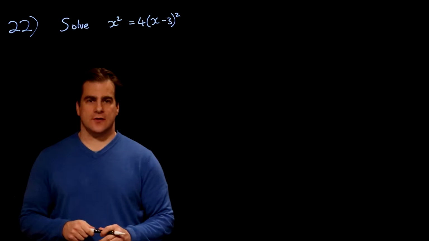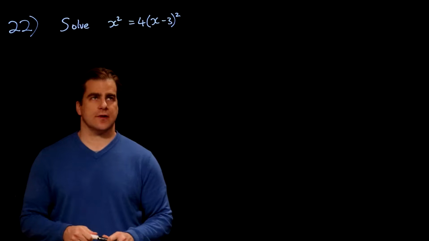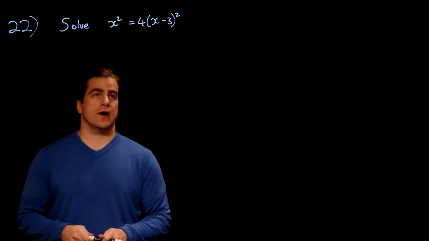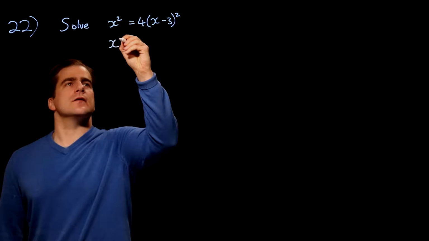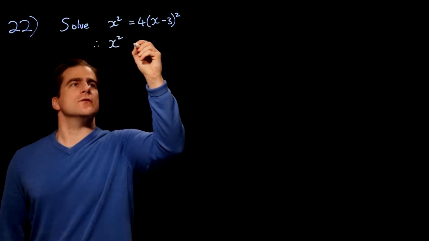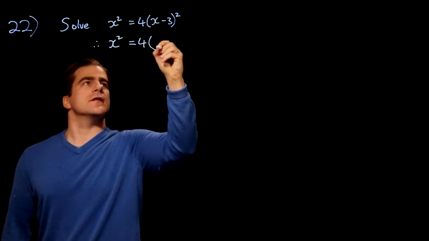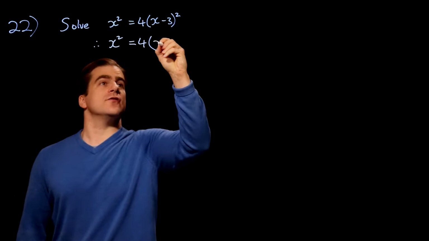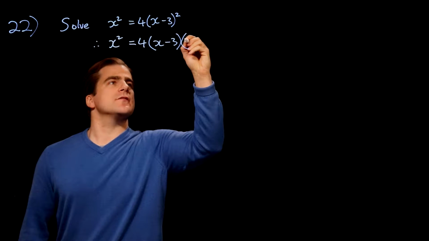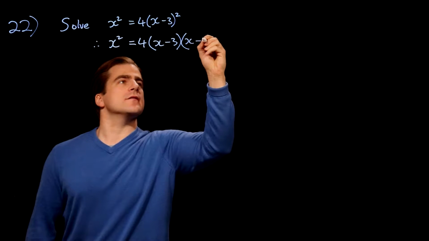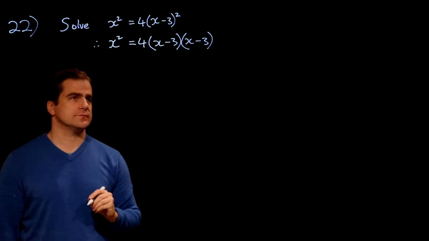All right, question 22. Solve x squared equals 4 brackets x minus 3 all squared. So the first thing we're going to need to do is write out x minus 3 all squared in full. X minus 3 in brackets all squared means that. So always write it out.